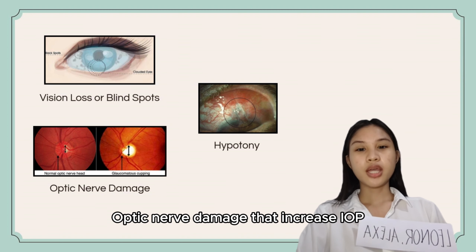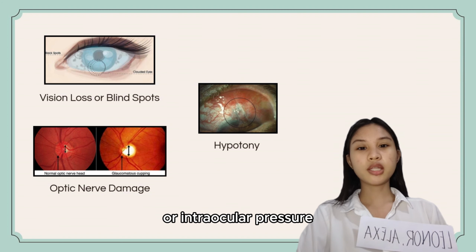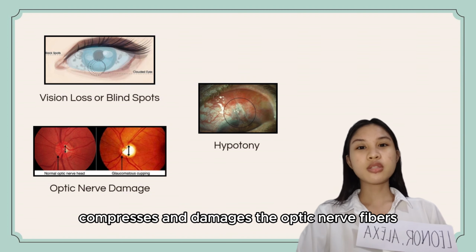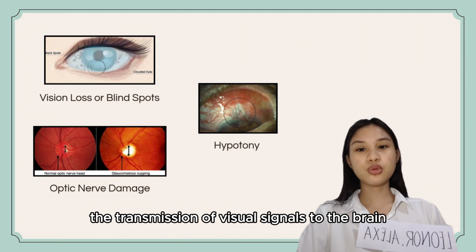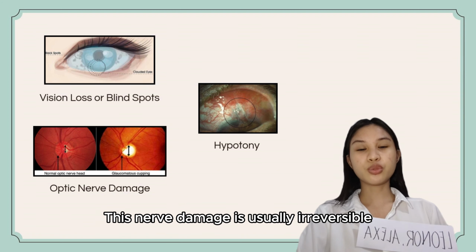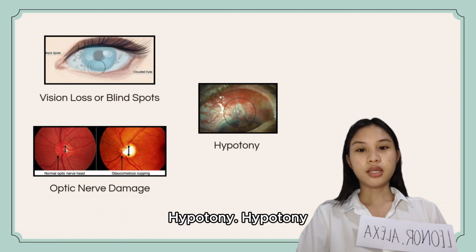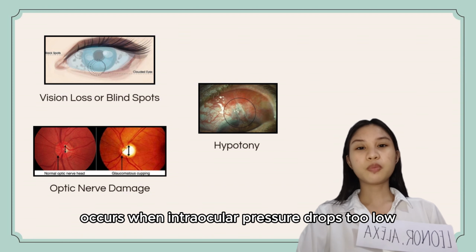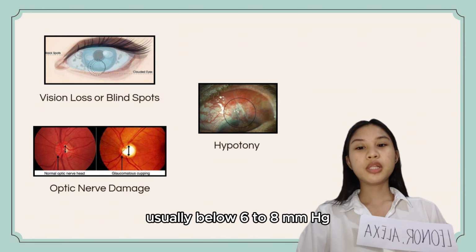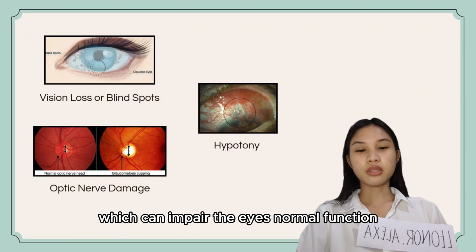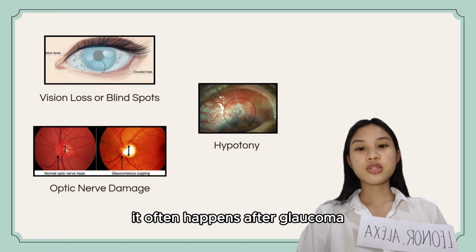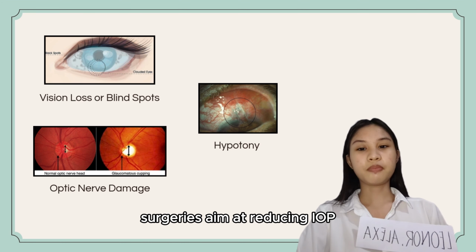Optic nerve damage. The increased IOP, or intraocular pressure, compresses and damages the optic nerve fibers, which disrupts the transmission of visual signals to the brain. This nerve damage is usually irreversible. Hypotony. Hypotony occurs when intraocular pressure drops too low, usually below 6 to 8 mmHg, which can impair the eye's normal function. It often happens after glaucoma surgeries aimed at reducing IOP.